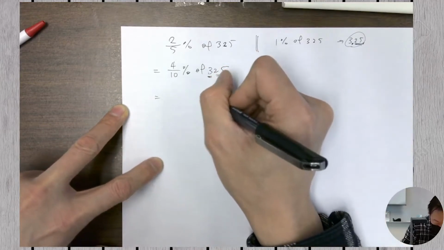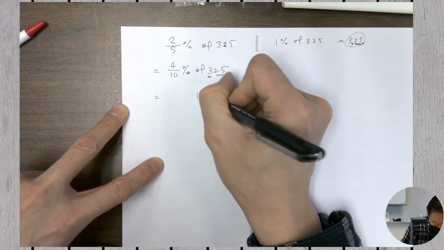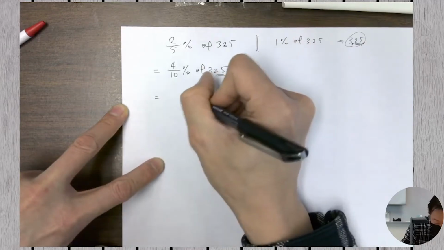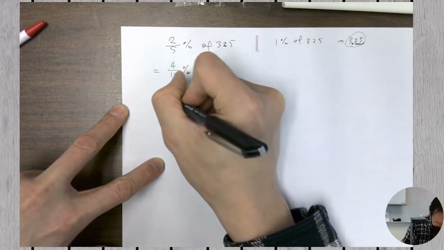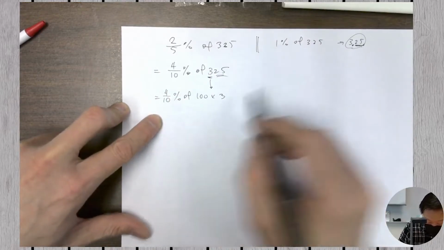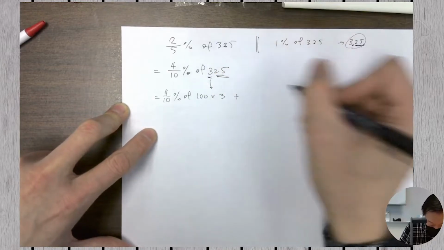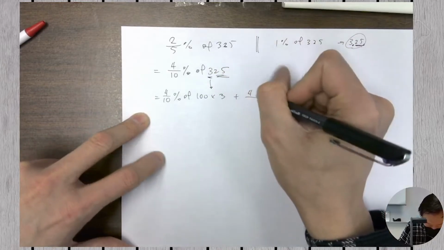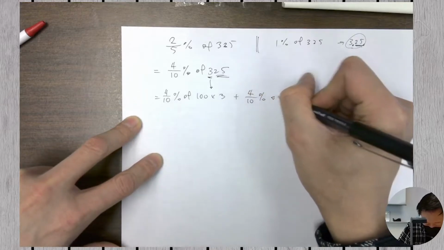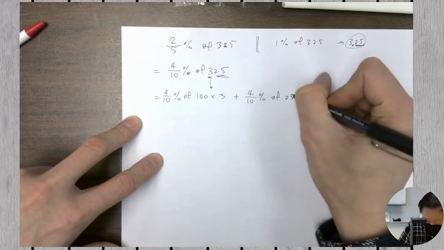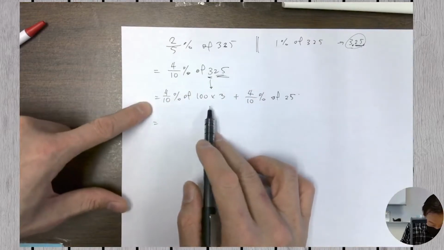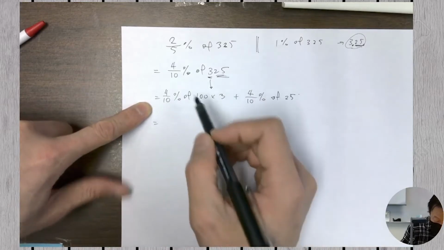So with the 300 part, I'm gonna make it 100 times 3, okay, for the 300. And I'm gonna say 4/10% of 300. And I still have that 25 to deal with. So add on 4/10% of 25. Okay, next. Now I have two parts of the question here.